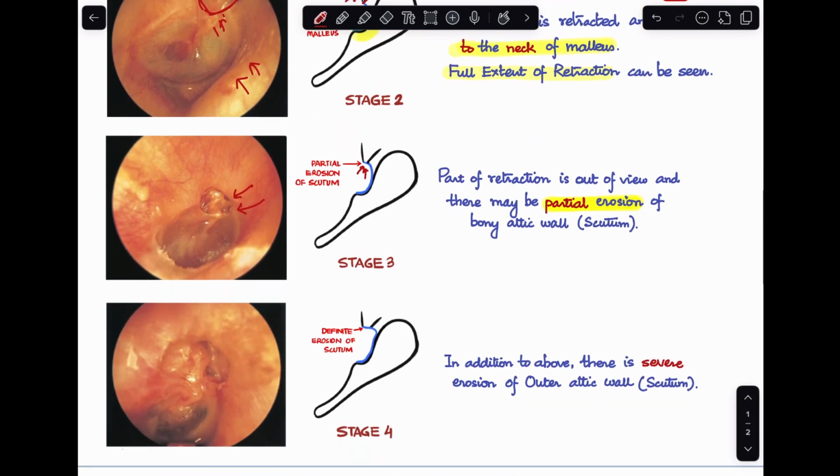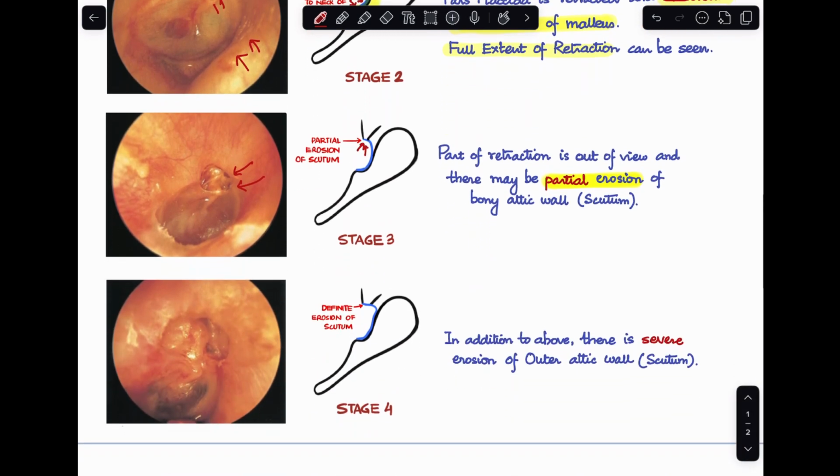Coming to the last stage, which is stage 4, here what happens is, in addition to all the above changes that I have just mentioned, there is a severe erosion of the outer attic wall or the scutum. You can see the scutum over here, how eroded it is. There is a definite severe erosion of it that you can note, and it is completely adherent, and you're also not able to see the full extent of the retraction. And this is what an endoscopic picture will look like.